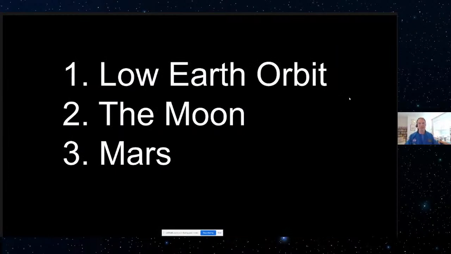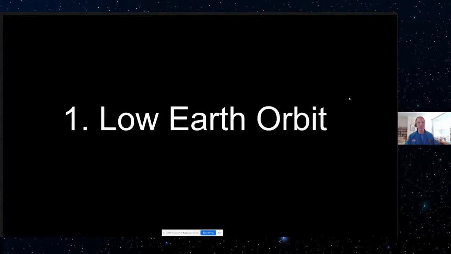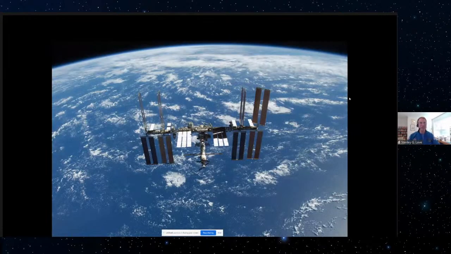First, we're going to talk about low Earth orbit. Then we're going to talk about going to the moon. And then finally, we'll talk about how to go to Mars. So let's start with low Earth orbit. This is our favorite object in the low Earth orbit, the International Space Station. 7 people on board. It took us about 10 years to build it using a bunch of space shuttle flights and separate Russian launches from Kazakhstan.